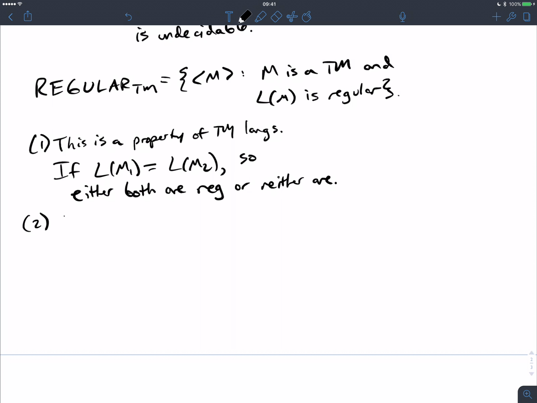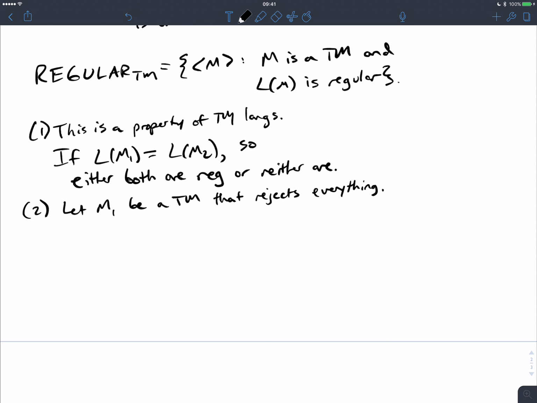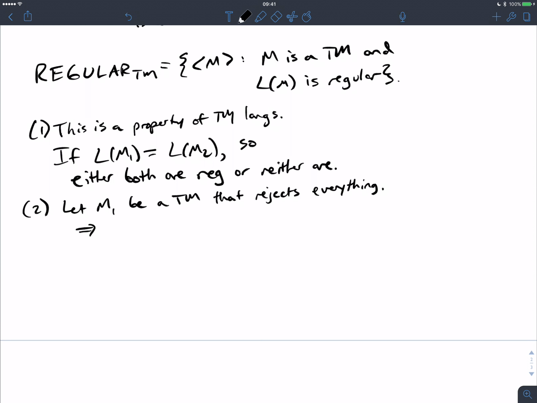So let M1 be a TM that rejects everything. Then, because it rejects everything, it has empty language. And so, does it belong to regular TM? Yeah, because it has regular language. Good. So I can now say that M1 belongs to regular TM.